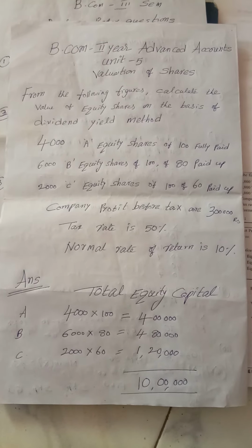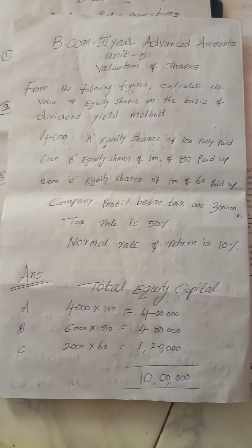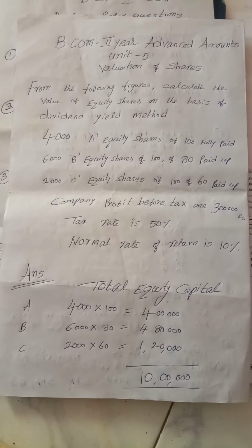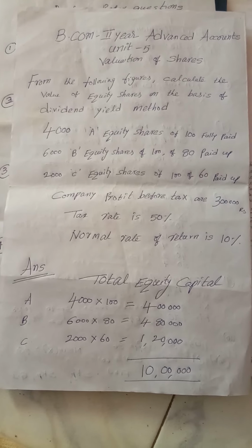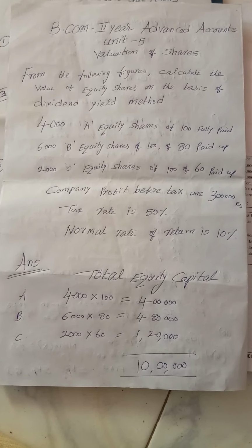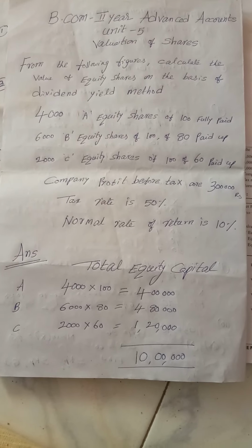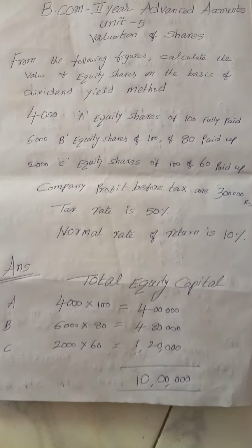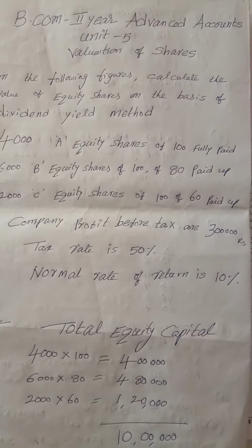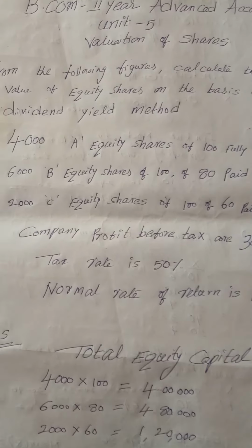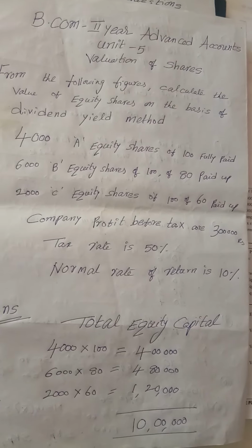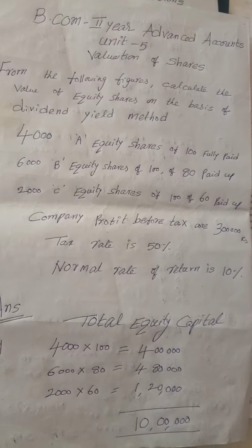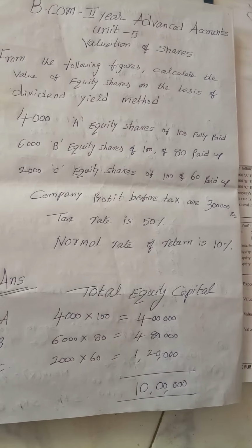Once again see the question. Copy the question. Unit number 5, valuation of shares. Hope you copied. 4,000 A equity shares of 100 fully paid. 6,000 B equity shares of 80 fully paid. 2,000 C equity shares of 100, 60 paid. Company profit before tax 3 lakhs.